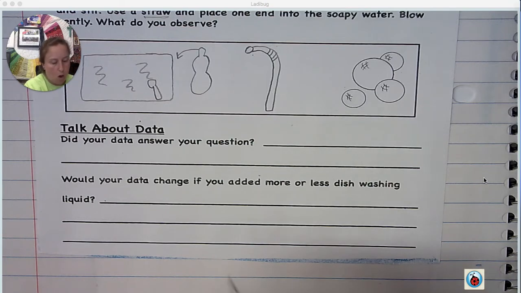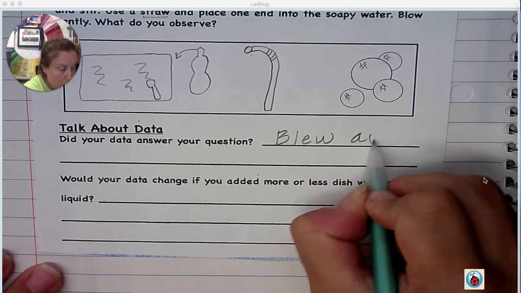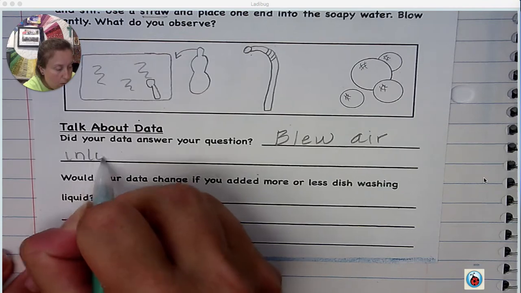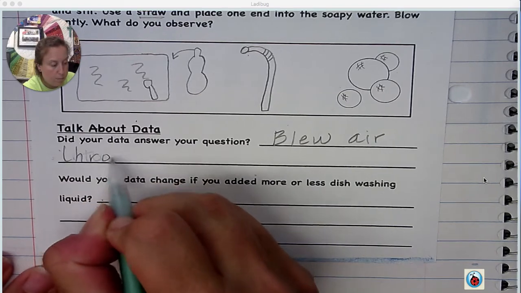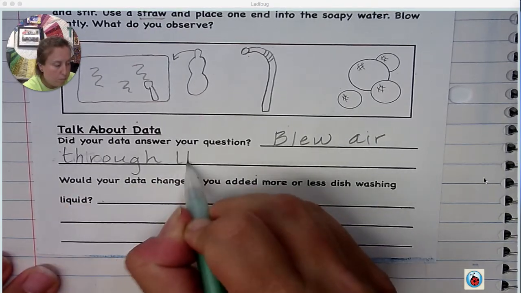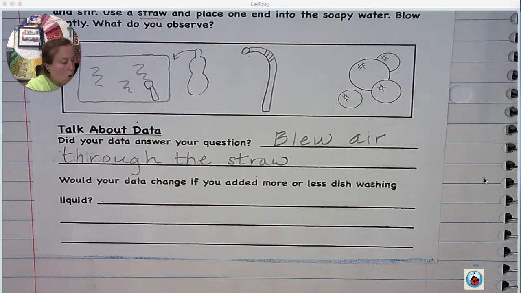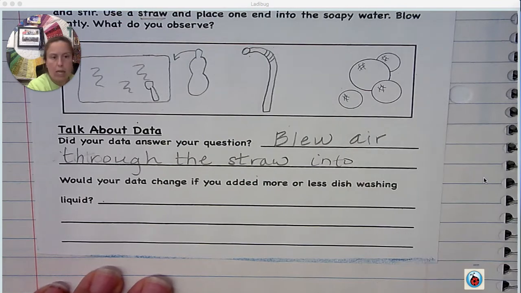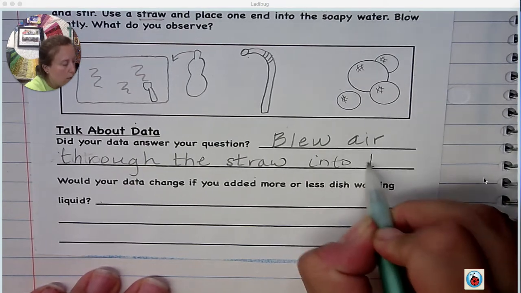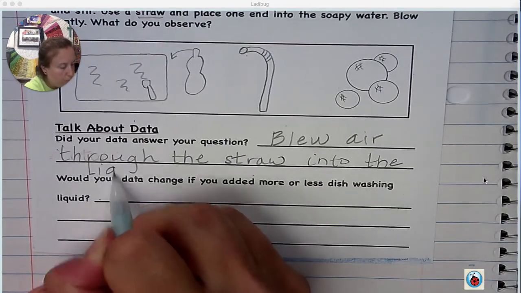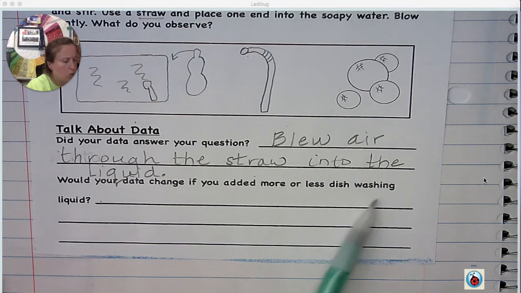So the way that we conducted the experiment is we used a straw. And how do we use the straw? We blew air, well, not into, but through the straw. We blew air through the straw into what is located inside my tray. Is it a liquid, a solid, or a gas? Into the liquid. Period.